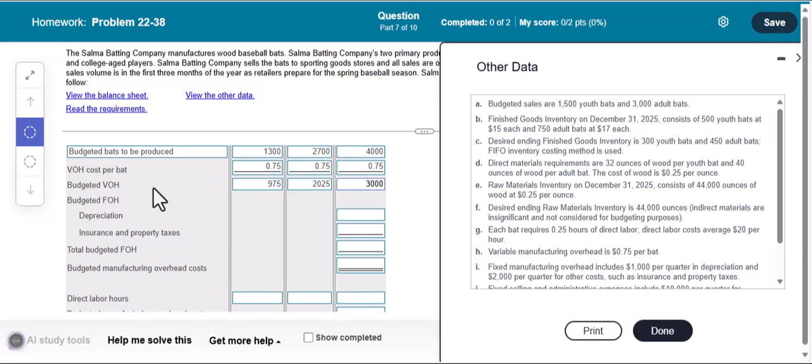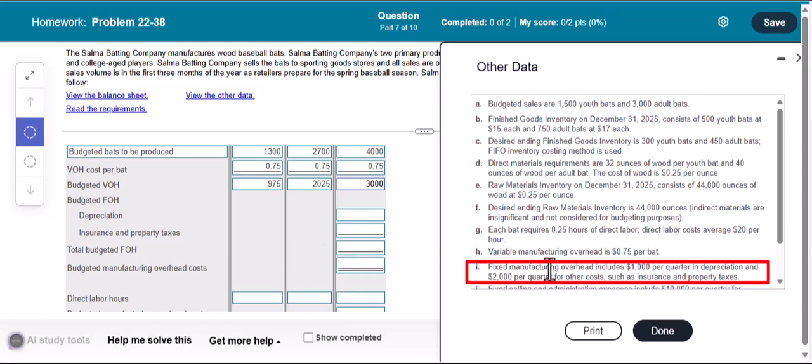However, there are some overhead costs that are fixed. So these fixed overhead costs here. For example, we have fixed manufacturing that includes depreciation and insurance and property taxes. So we can go ahead and take a look at it here for that. That fixed manufacturing overhead includes $1,000 per quarter in depreciation. And notice this is per quarter here, same amount. So it looks like they're using straight line depreciation, and then $2,000 per quarter for other costs such as insurance and property taxes. So these will stay the same throughout each quarter whether we make any money or not.